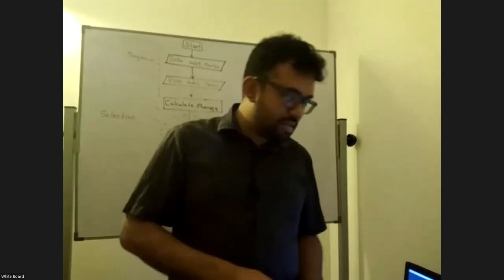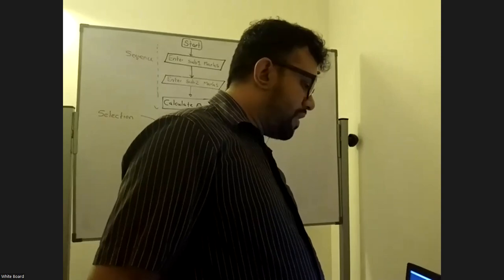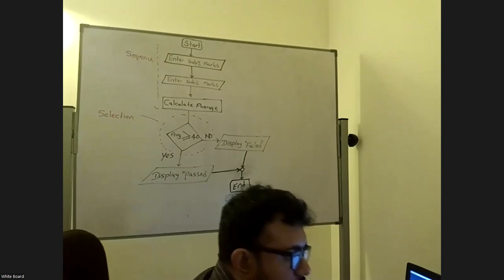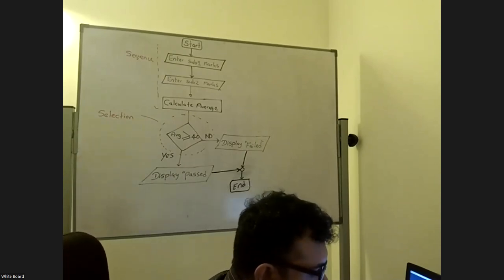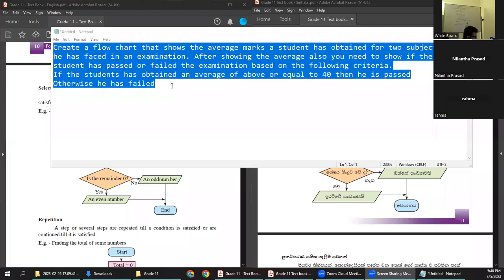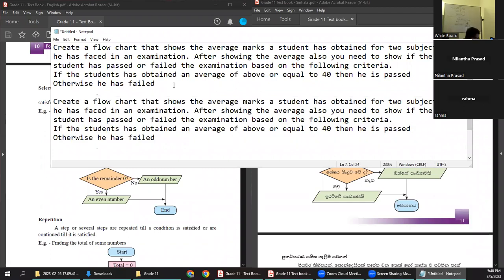So let's modify this further. So I will just keep this. You should be able to draw any kind of flow chart soon after this, right? Which is having selection. So if the student has obtained an average of above or equal to 80, then he is excellent.